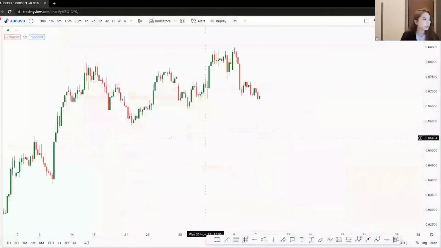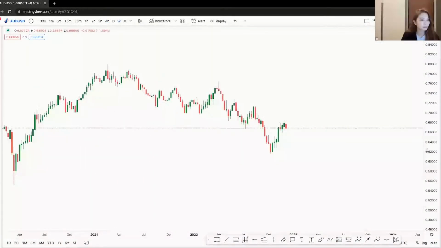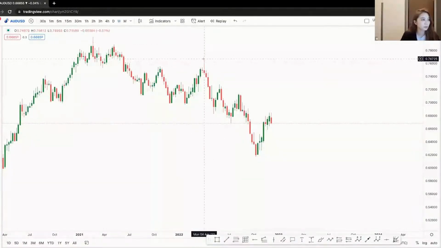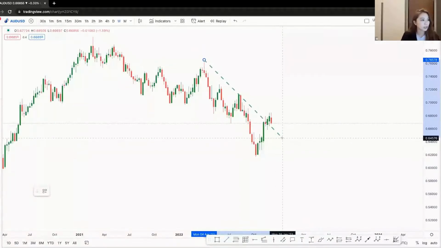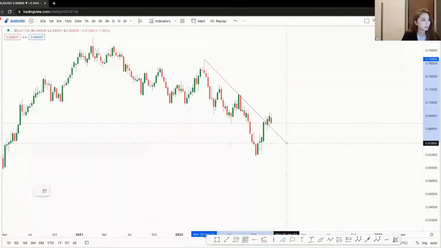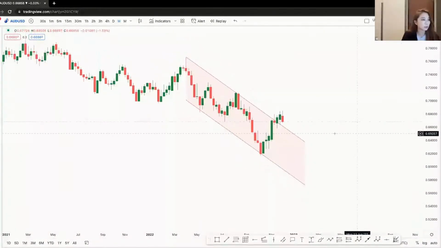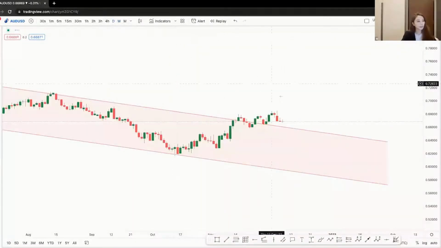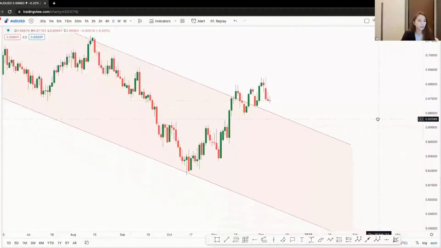Maybe Aussie dollar. Okay, let's start from the weekly chart. Initially it was a downward moving, maybe it's a channel. Hold on. Yeah, it was a downward moving channel, but you can see the price has broken out of the channel. For Aussie dollar, let's look at the 1-day chart. Very obvious, very nice channel. On the 1-day chart, you can see the very prominent upward rising trend.